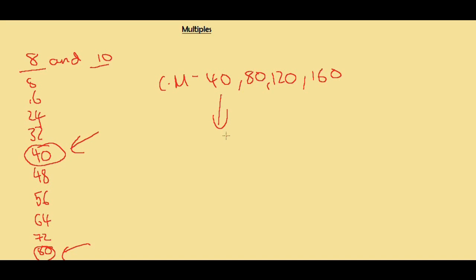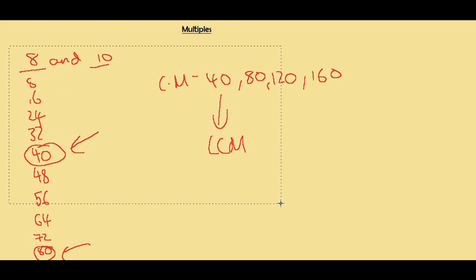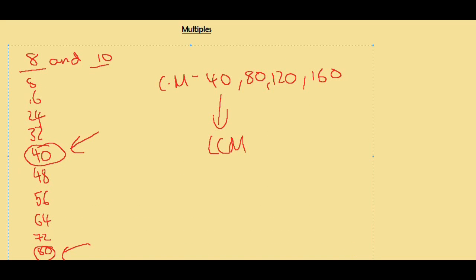40 is what we call the LCM, which is the lowest common multiple, and the lowest common multiple is something of interest to mathematicians, and you should understand what it is, which is basically, as we've just said, list all the common multiples and it's the lowest one. So hopefully that makes a bit of sense. With certain numbers it's quite easy to do.